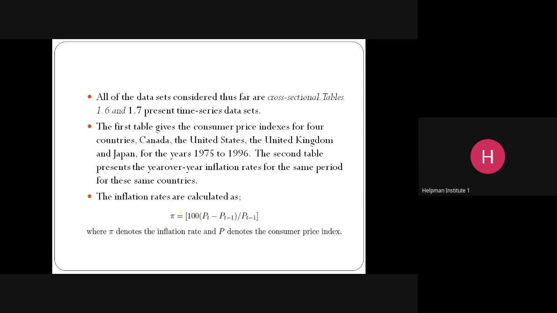Now, the first table gives the consumer price indexes for 4 countries: Canada, the United States, the United Kingdom, and Japan, for the years 1975 to 1996, whereas the second table presents the year-over-year inflation rates for the same period for these same countries. Then we see the formula used to calculate the inflation rates, where pi denotes the inflation rate, and P denotes the consumer price index. Here, P subscript T means the current price index.